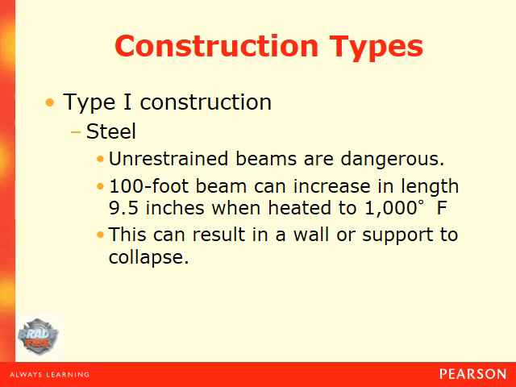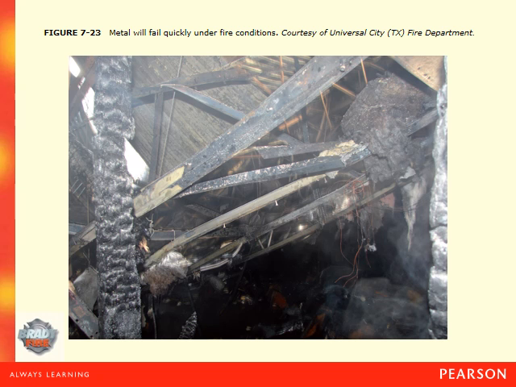Unrestrained beams are dangerous. 100-foot beams can increase in length 9.5 inches when heated to 1,000 degrees, and I've seen texts say anywhere between 9 and 10 inches. But the point is, you heat it up to 1,000 degrees, it can expand and grow longer and then push out walls or whatever the case may be, which can lead to collapse. So metal will fail quickly under fire conditions, as seen here.